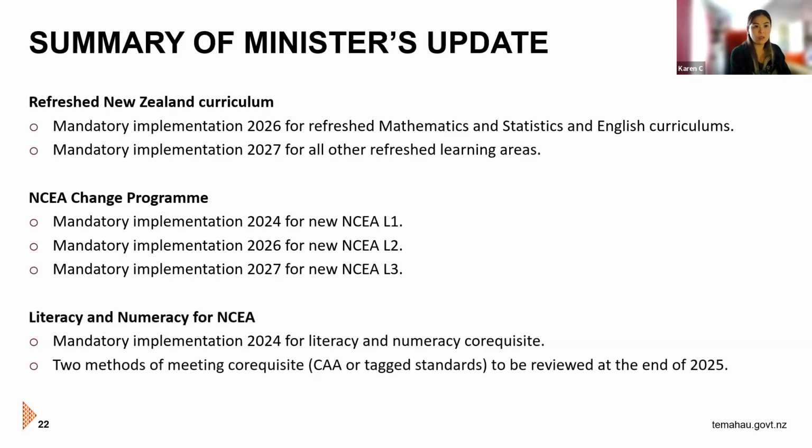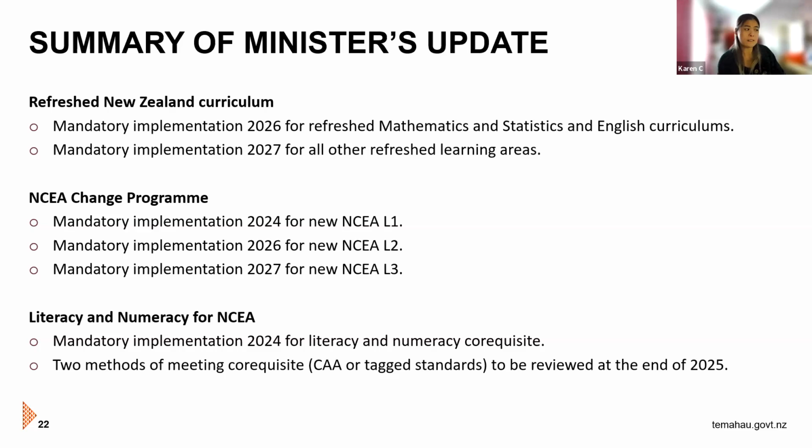The other one was the announcement that she made around literacy and numeracy for NCEA. So there is going to be a mandatory implementation in 2024 around the literacy and numeracy co-requisite. So the co-requisite will be via the Common Assessment Activity, which assesses the new numeracy standard, or a set of curated numeracy-rich tag standards. This particular arrangement will be reviewed at the end of 2025. So 2024 and 2025 are considered a transitional period.